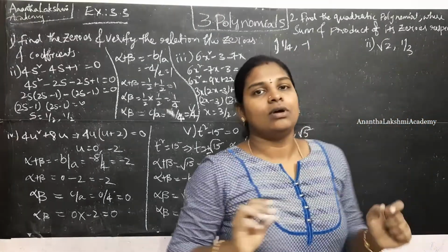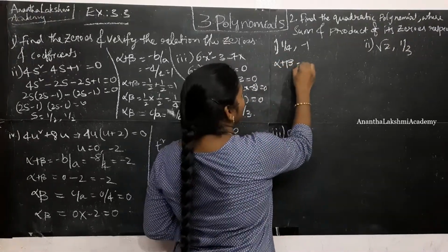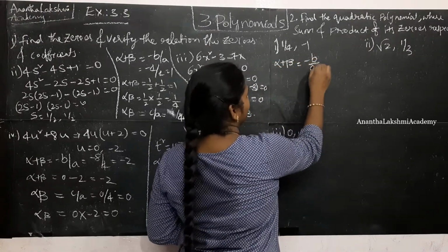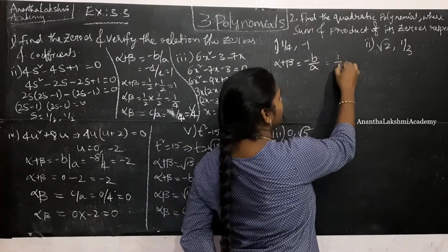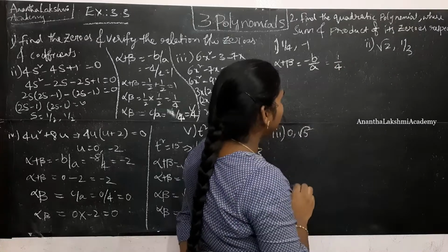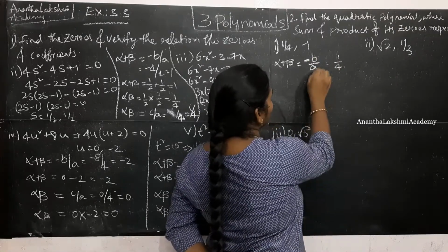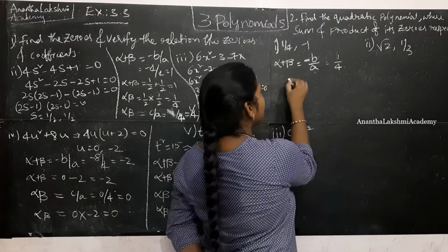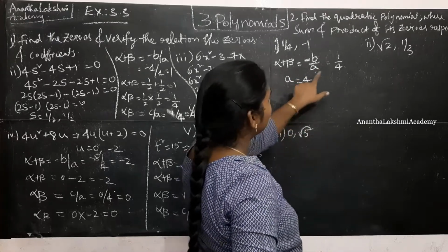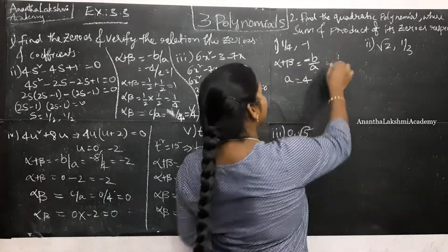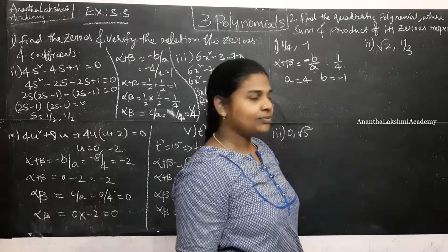Alright. So alpha plus beta is equal to minus b by a. Here it is given as 1 by 4. So from this statement, what can I make out? A is equal to 4. What is b? B is 1 here. It is minus b by a. So b should be minus 1, isn't it?